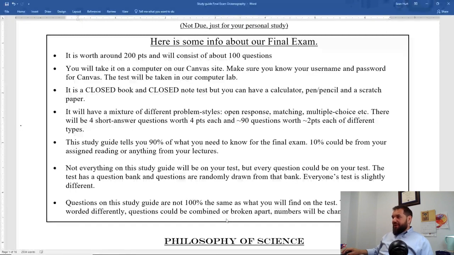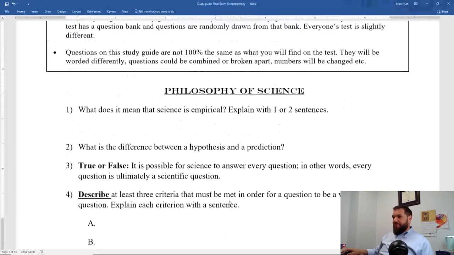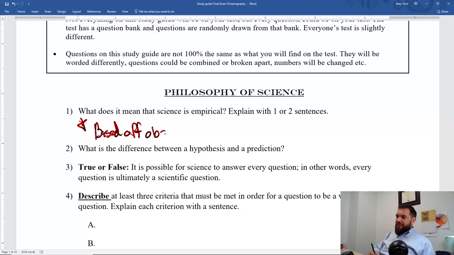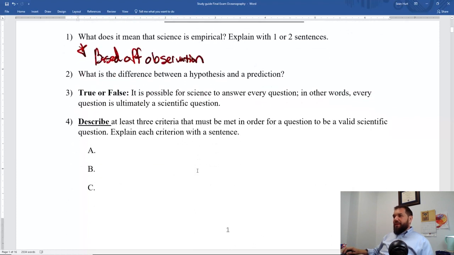So first we start off with a little bit of philosophy of science, okay? You should know what it means to be empirical. Remember, sciences are empirical, and that just simply means it's based off observation. Remember that observation, that's what science is all about. So that's why we often call these the empirical sciences. So oceanography is an empirical science, okay?